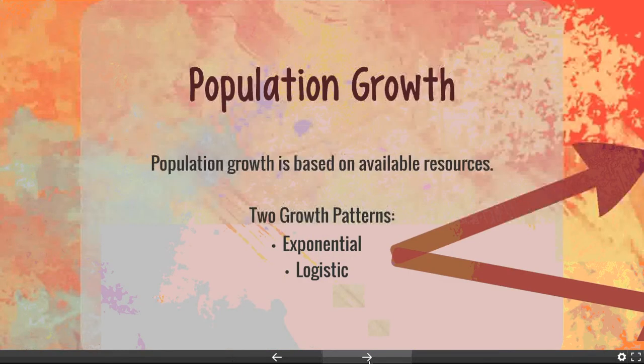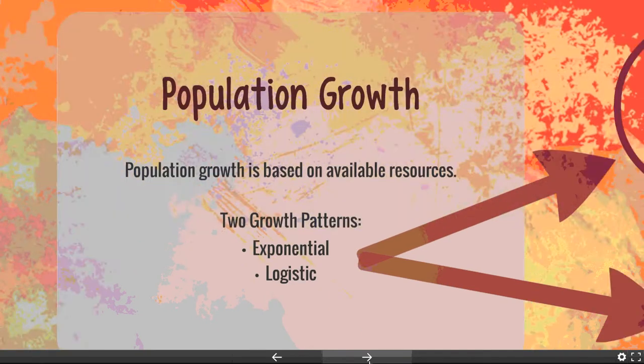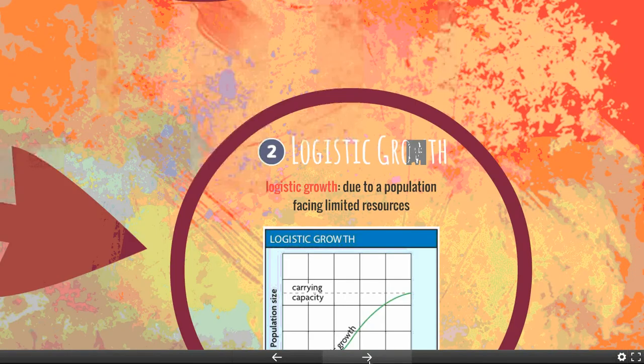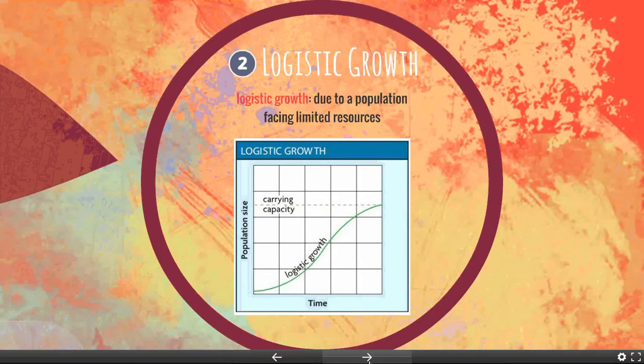All right, so population growth is based on available resources. So there's two growth patterns that populations can show. So there's exponential growth and then there's logistic growth. So remember, exponential growth, there's a rapid population increase due to an abundance of resources. So populations are able to grow exponentially when there is an unlimited amount of resources available. However, most populations will show logistic growth. So this is when a population is facing limited resources. Okay, so what happens is you have this short period of exponential growth, but then it starts to level out as it starts to approach that carrying capacity.